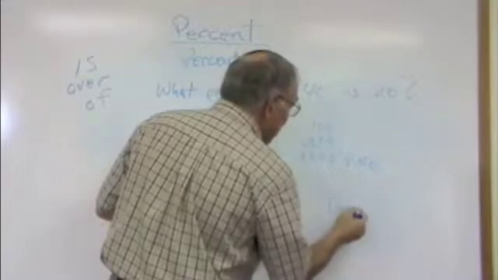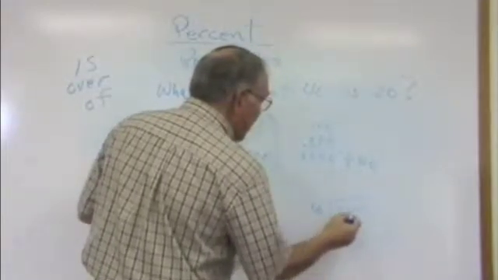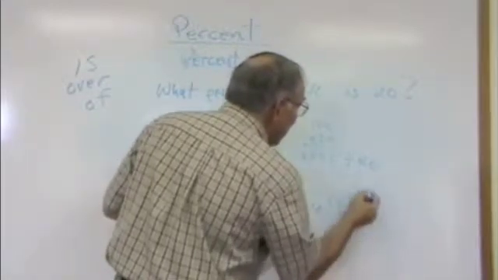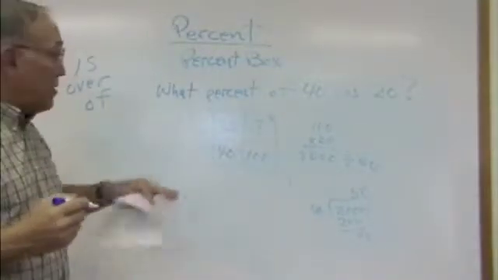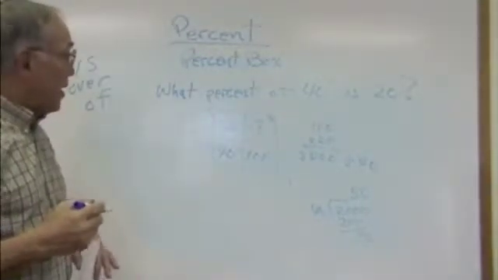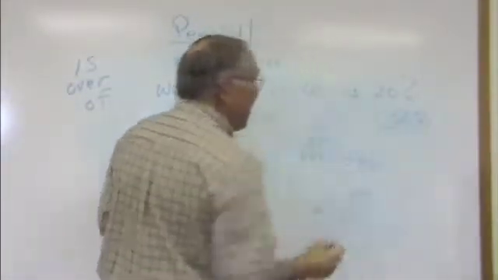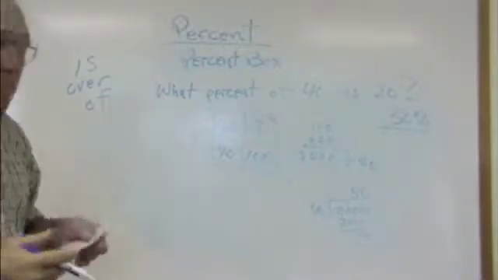Okay, 2,000 divided by 40. 40 goes into 200 5 times. I get 50. Okay, 50%, and I know that's the right answer. So I know I did it right. Okay, so the answer is 50%. That's half, isn't it? That's half. Okay. Let's do one more problem.